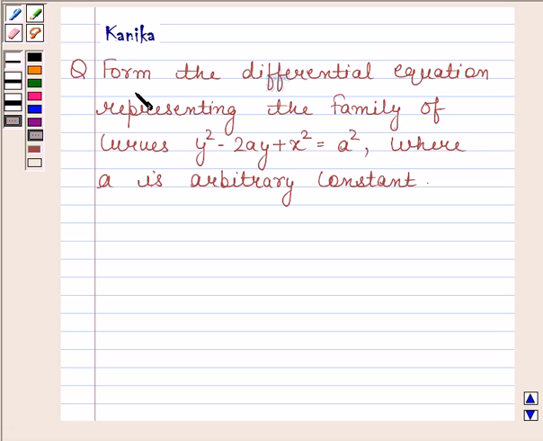The question says, form the differential equation representing the bundle of curves y squared minus 2ay plus x squared equals a squared, where a is the arbitrary constant. Let's now begin with the solution.